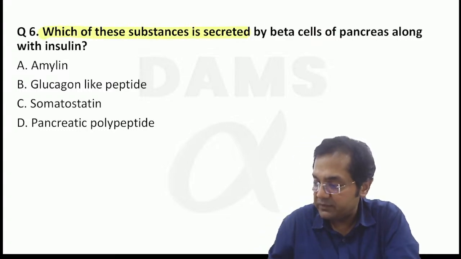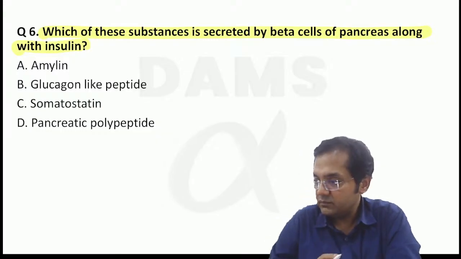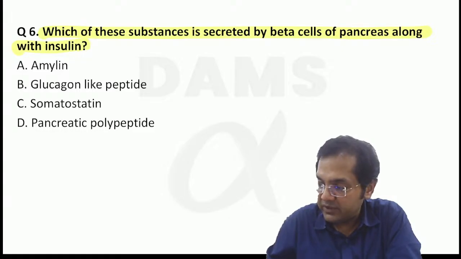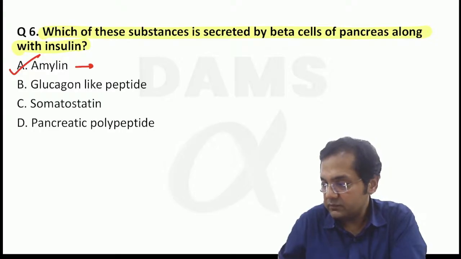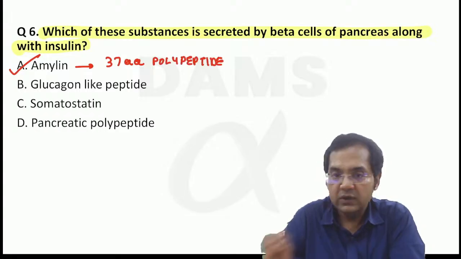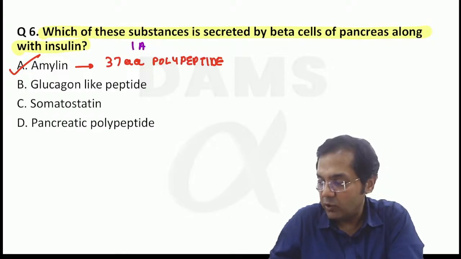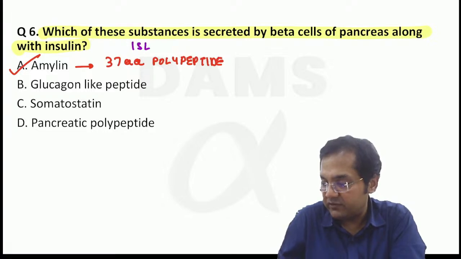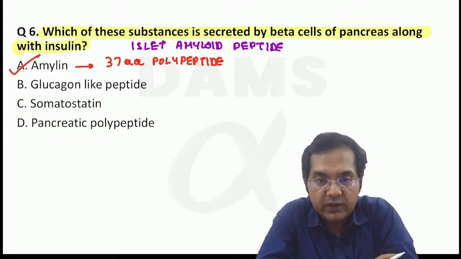Moving on to question 6. Which of these substances is secreted by beta cells of the pancreas along with insulin? Very good. Absolutely correct. The answer is amylin. Let's recap amylin. It is a 37 amino acid polypeptide. Other name is IAP. IAP stands for islet amyloid peptide.